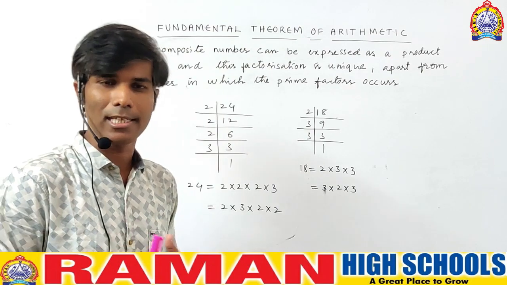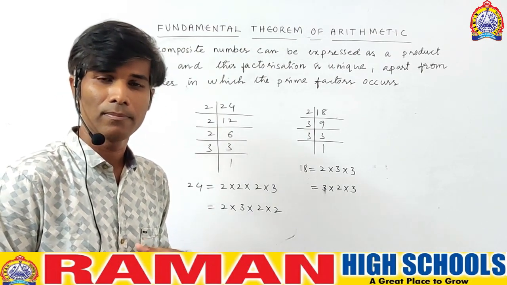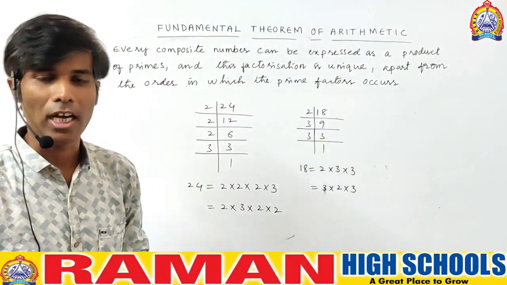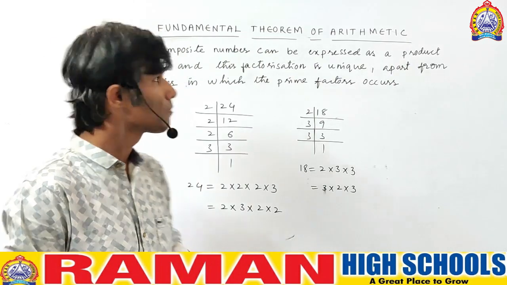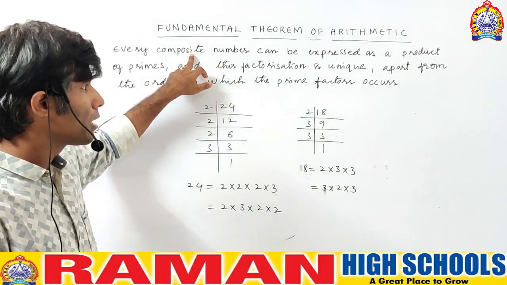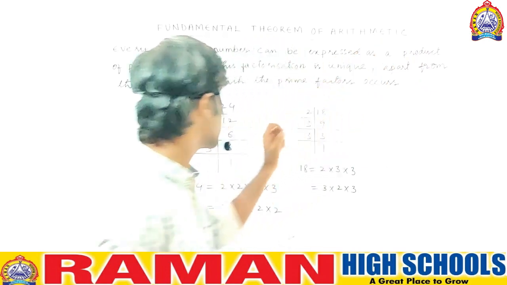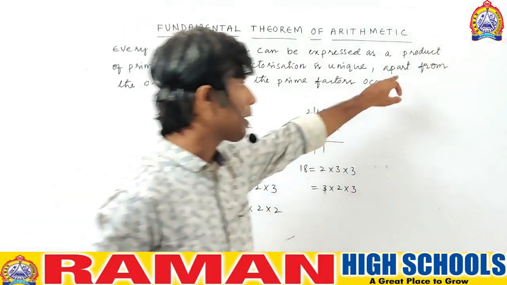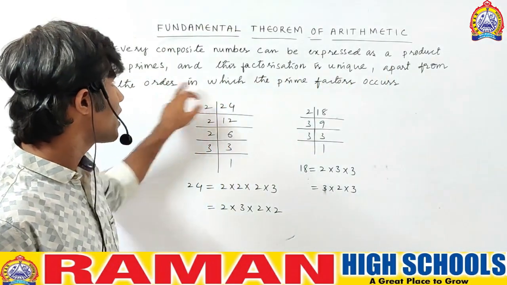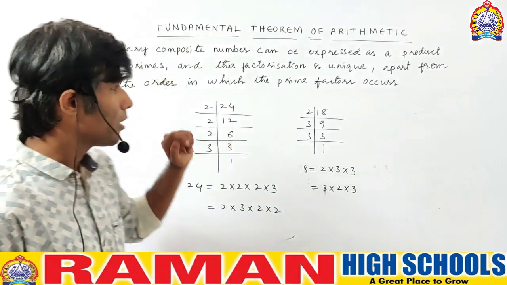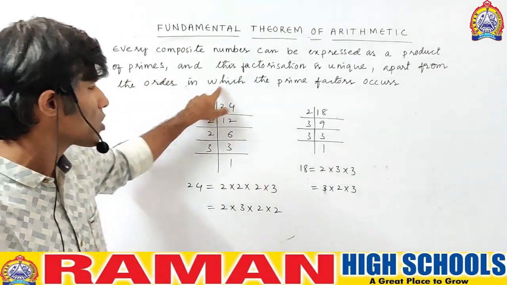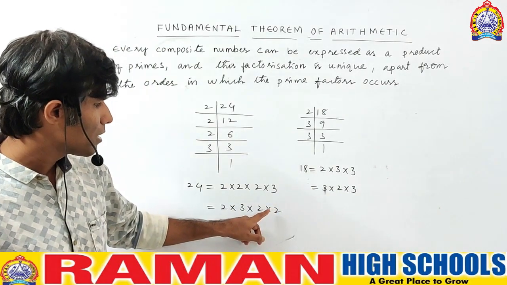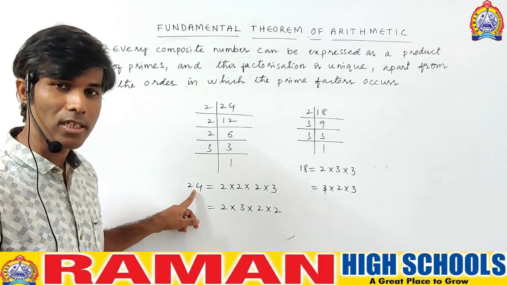So based on this concept, we have a theorem, that is the fundamental theorem of arithmetic. According to the fundamental theorem of arithmetic, every composite number can be expressed as a product of primes. This factorization is unique apart from the order in which the prime factors occur. Here this statement is important: the order in which the prime factors occur. Here the order is changed but the product is not changed. The product is always the same.